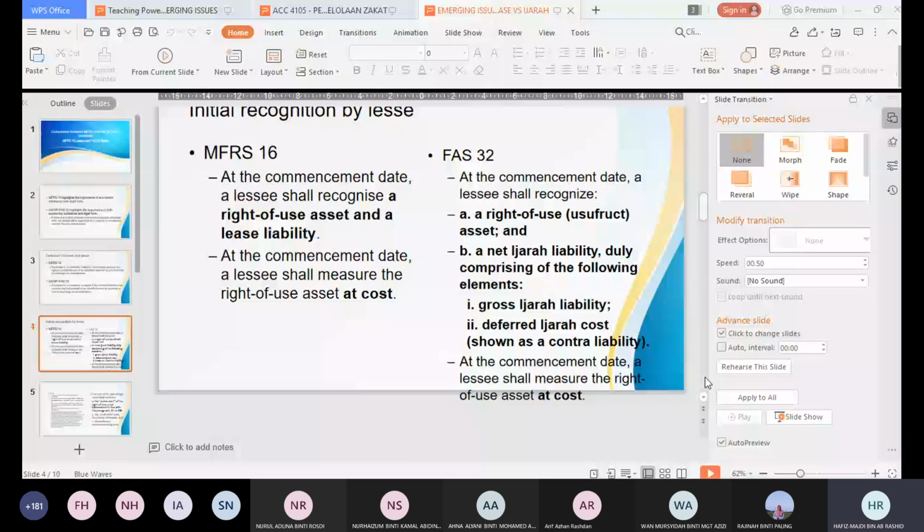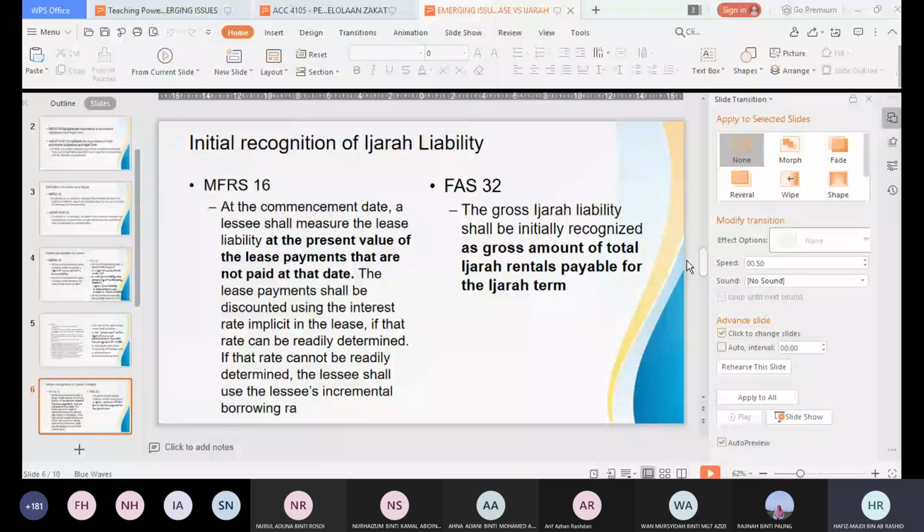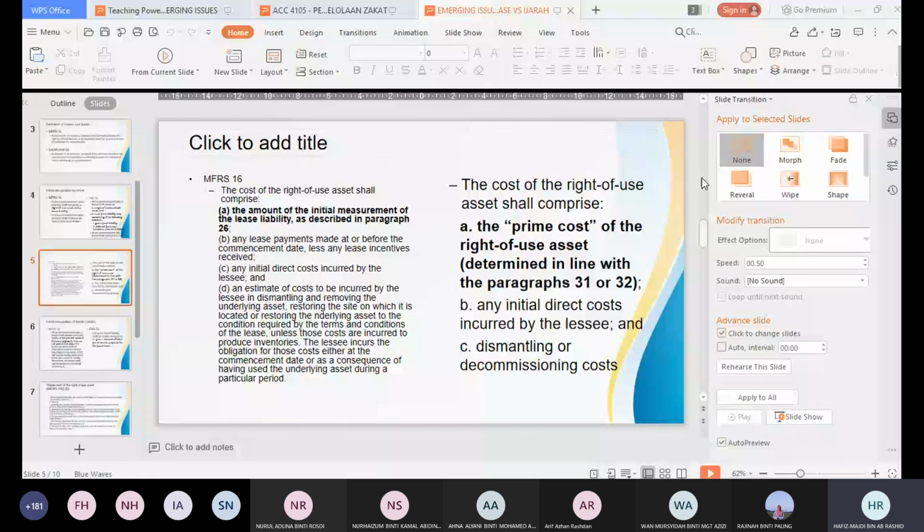If you look here, this is the initial recognition. In terms of the discussion of the cost of the right of use asset, it is almost similar. The only problem is that when you measure the right of use asset under the conventional approach, you will basically link it to how you measure the lease liability. So look at the sentence which I have made bold. So that is the problem.